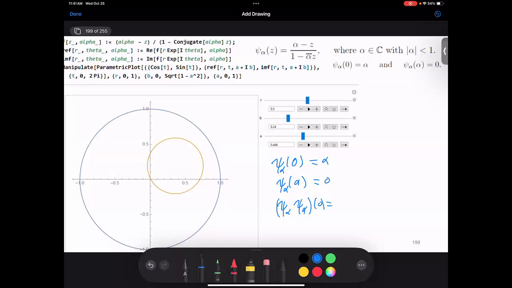Is it product or composition? Composition. So I'll do it this way. So that would be 0. And similarly, what would C alpha of alpha be? Alpha. Therefore, C alpha is its own inverse. Right? I showed it for 2 points.